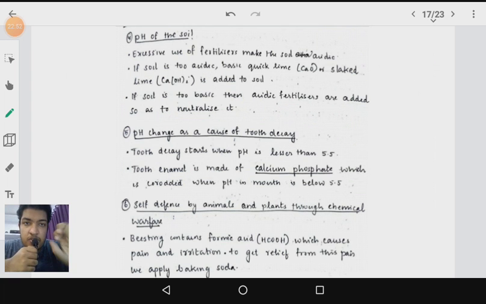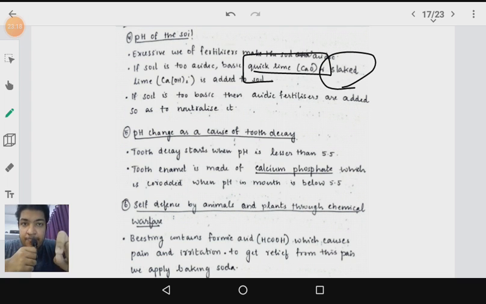Next is the pH of the soil. Sometimes what happens is that the excessive use of fertilizers, especially after the Green Revolution, has resulted in making the soil acidic. So if the soil is too acidic, the plants cannot grow. Similarly, if the soil is too basic also, the plants cannot grow. So if the soil is too acidic, then we will be adding quicklime to it. Quicklime is CaO, or we can also add slaked lime, that is Ca(OH)2. So these substances are basic, so they can neutralize the effect of acids in the soil.